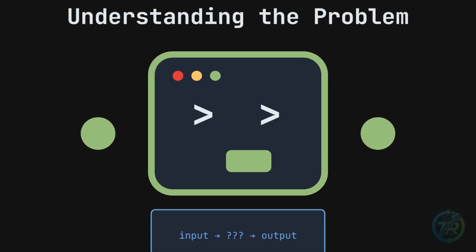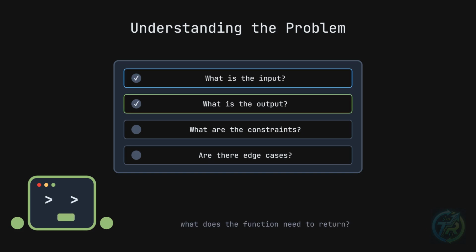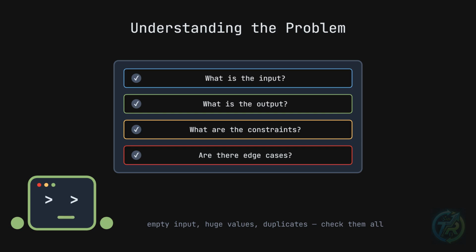Most mistakes happen before you write a single line of code. For coding anything, you need to fully understand what's being asked. Start with this checklist. First, what exactly is the input? Its type, its size. Second, what is the output supposed to be? Be precise about the exact format expected. Then check the constraints and the edge cases: empty input, huge values, duplicates, negative numbers. Most mistakes happen here in understanding, not in the coding itself.